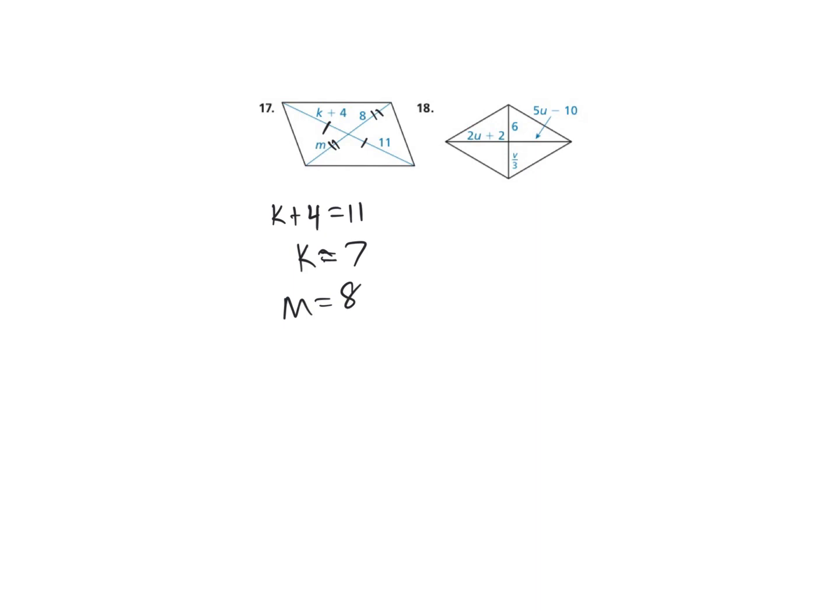Okay, number 18. Again, these two are the same. So V over 3 is equal to 6. So multiply by 3, and V equals 18. And these two are the same.